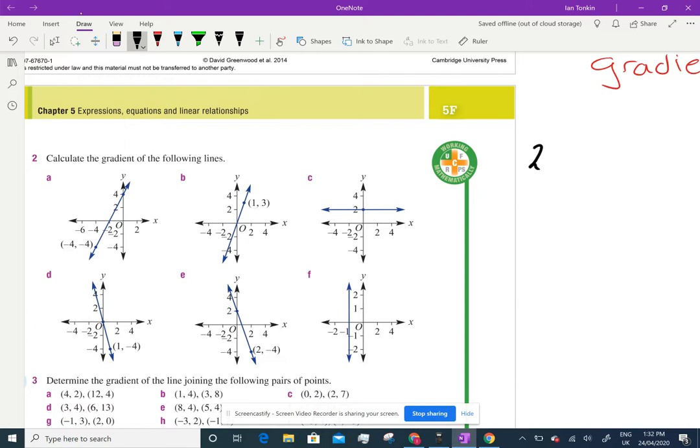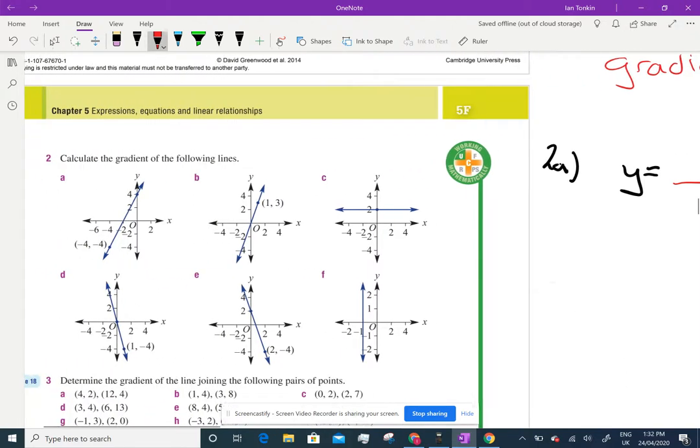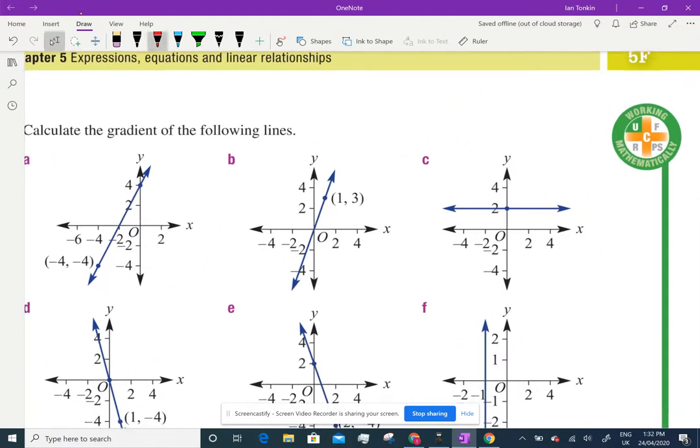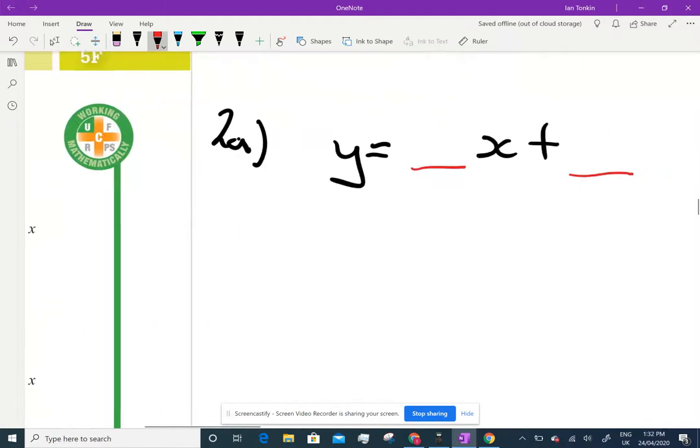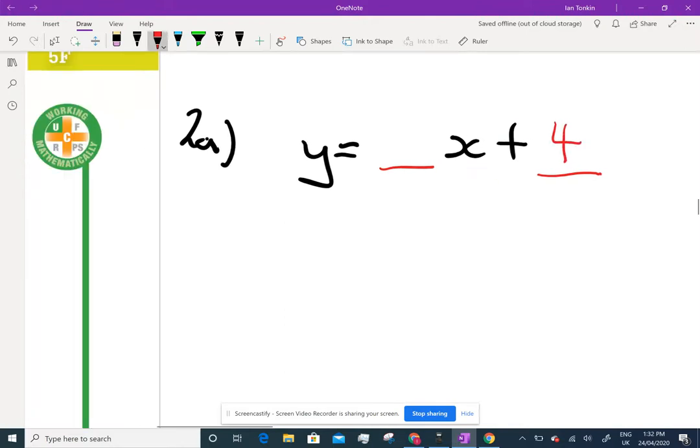So 2A, and I'm just going to write, well, this is an equation. It's y equals something x, I'm going to leave a space there to put the gradient in, plus something. And I just have to find those two somethings. Well, if I look here, I can see straight away, the y-intercept is 4. There. The y-intercept is 4. So straight away, I'm going to put a 4 in here. So all I have to do is find the gradient.